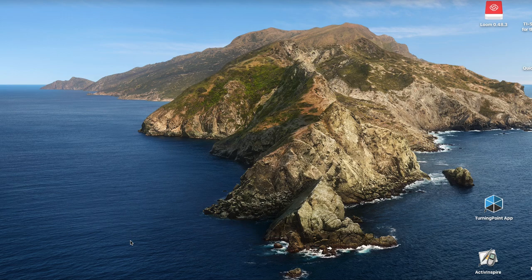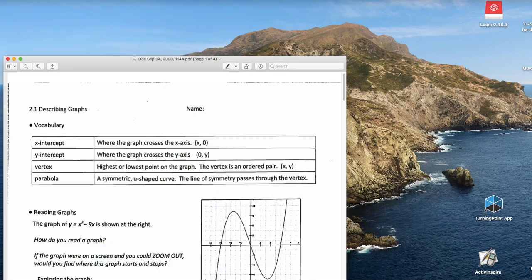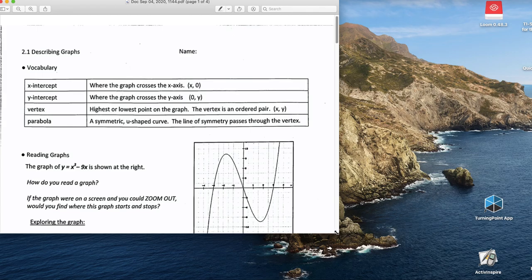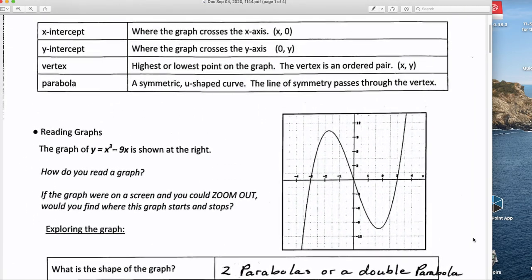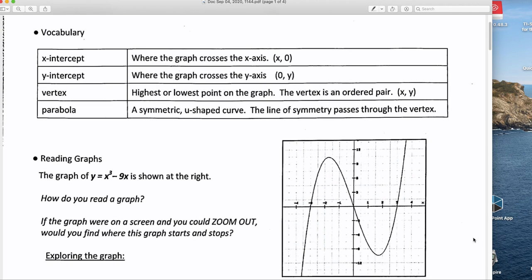So we're going to be able to describe functions. We're going to be able to identify functions. We're going to work with function notation. And the first thing we're going to do today in this lesson is learn how to read a graph that involves a function. So hopefully you can see this now.